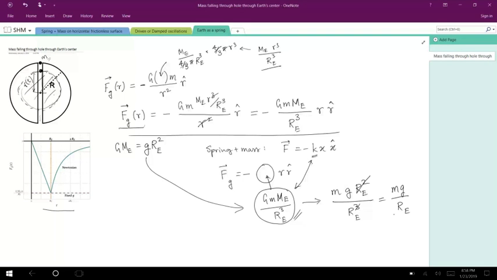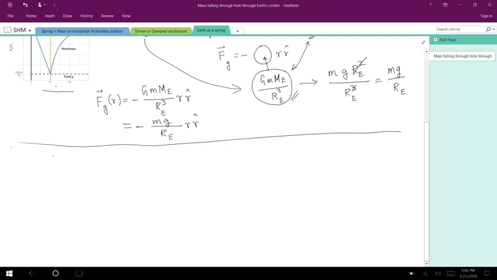So another way of writing this force F_g as a function of r, we'll write it in two ways. The first way was negative G little m capital M_e over R_e cubed multiplied by little r times little r hat. And then the other way of writing this is equal to negative mg over R_e times r times r hat.